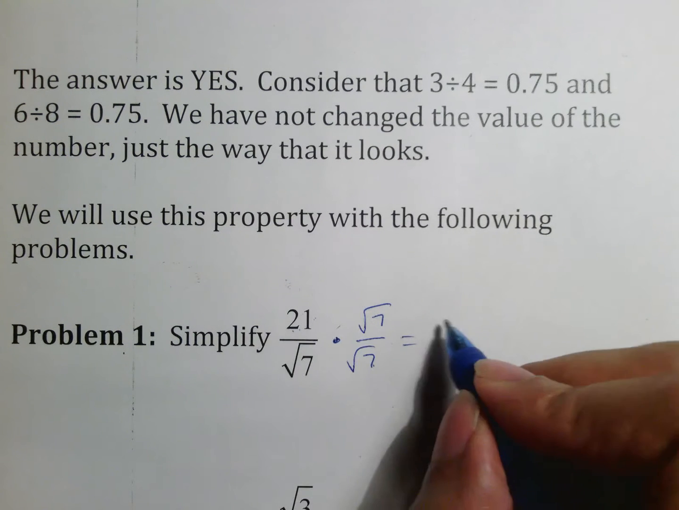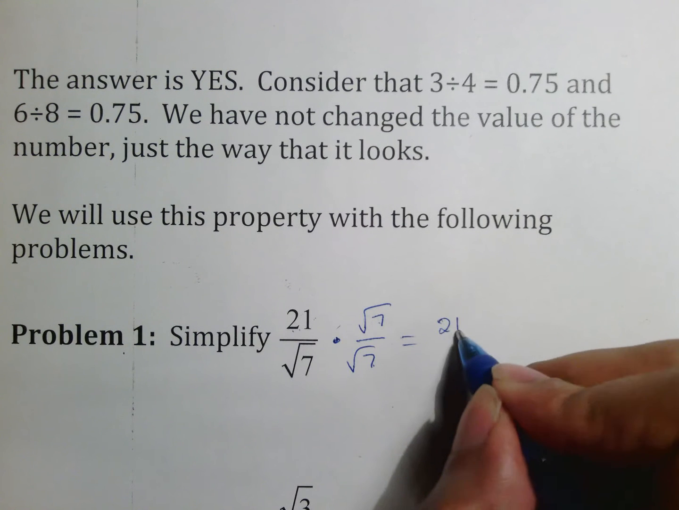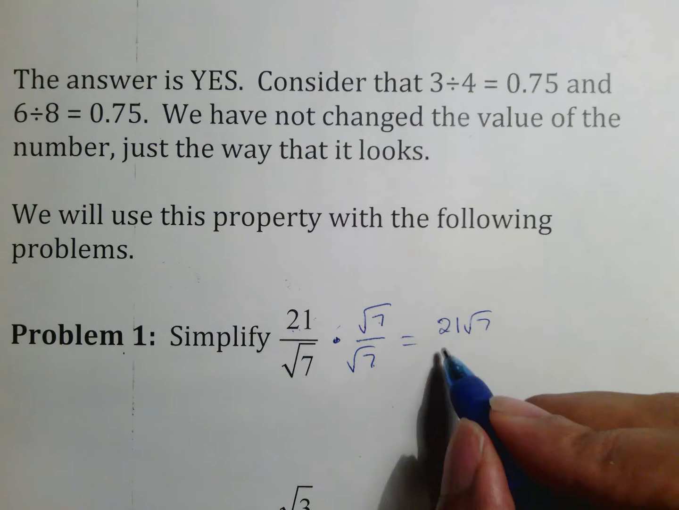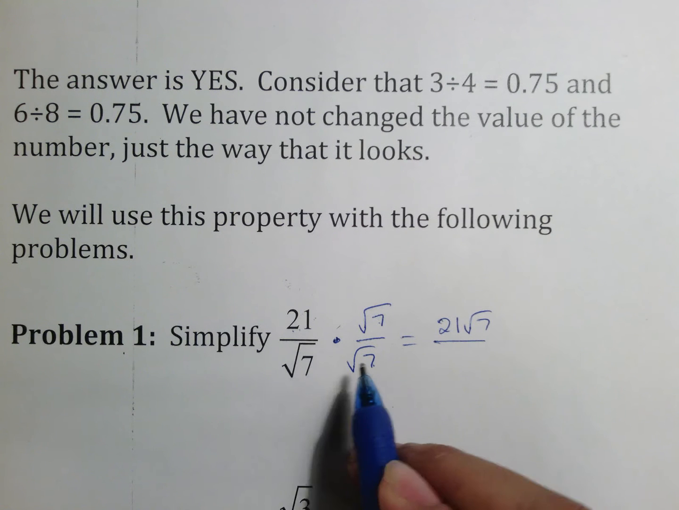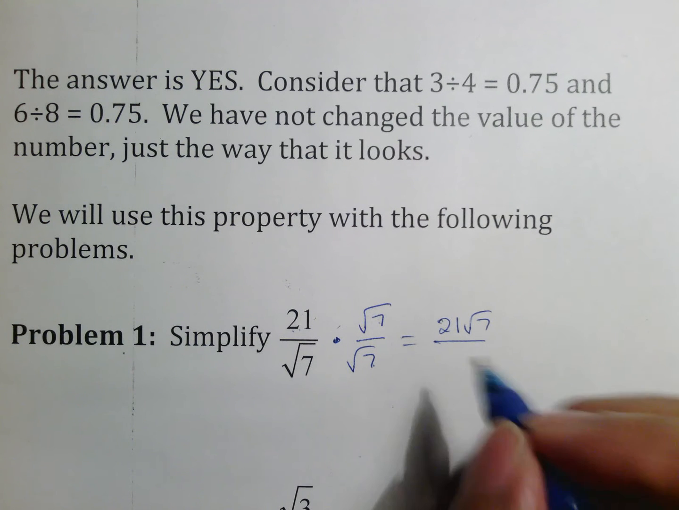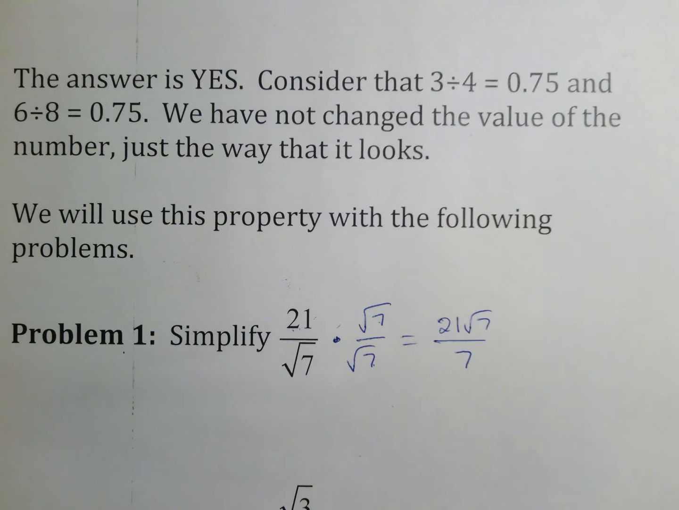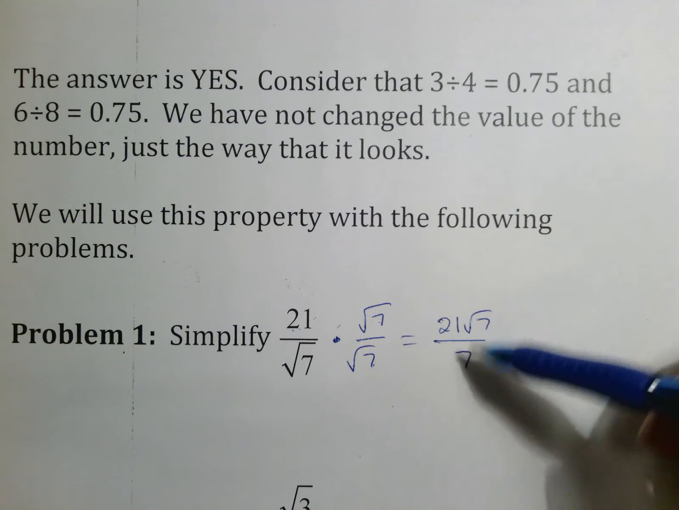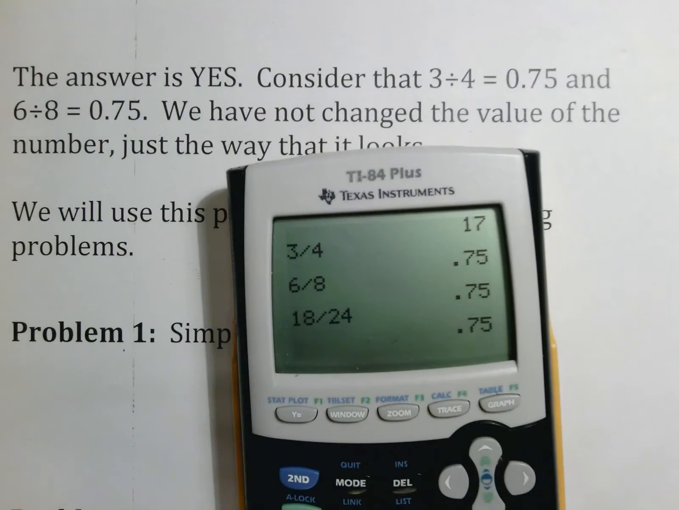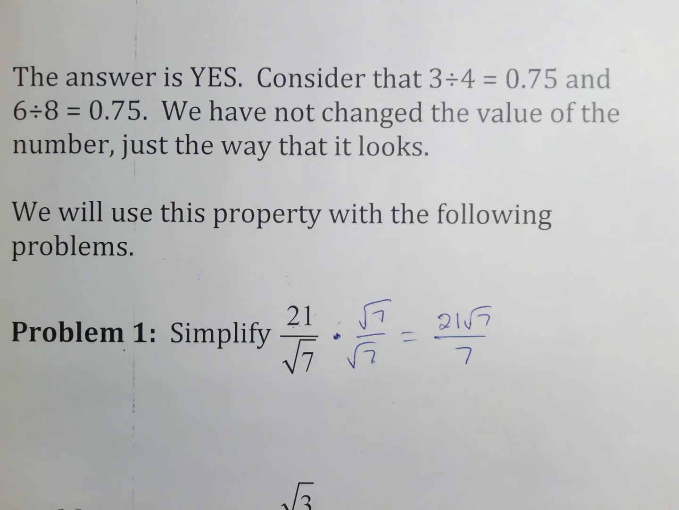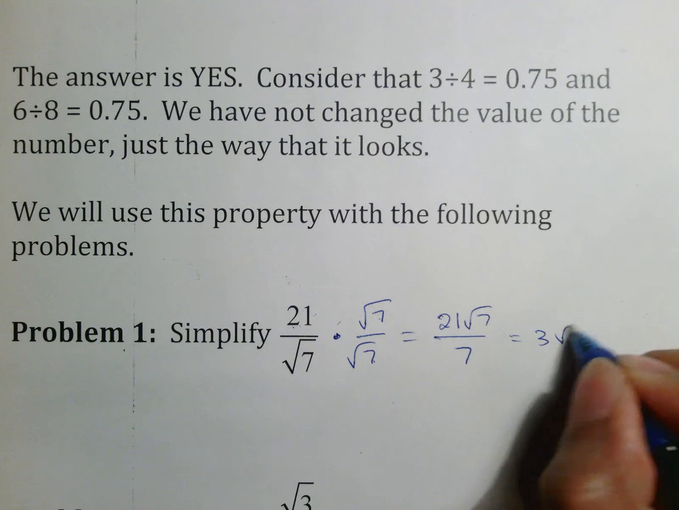This turns into outside times outside, inside times inside, 21 root 7, and you should not have to do a bunch of work to know that root 7 times root 7 is 7. The last thing you have to do, though, is make sure this can't be reduced. So if you look at 21 over 7 and reduce it, you actually get the answer of 3 root 7.